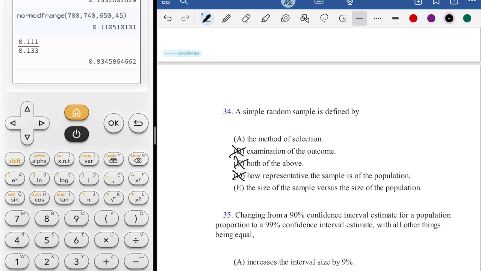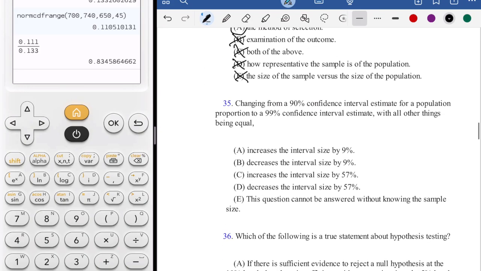What's the difference between taking 30 people in a simple random sample versus taking 50 people? It's really not telling us anything about the population size or any kind of proportional relationship, so that's not a thing. The simplest one ended up being the correct one. It is a method of selection, or the method of selection.